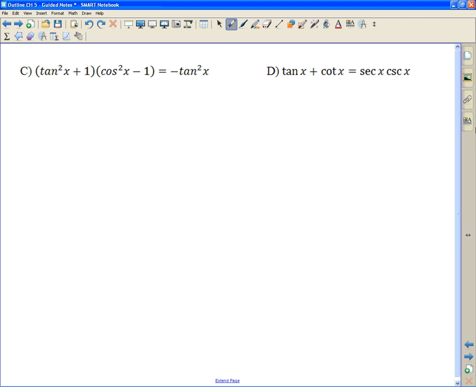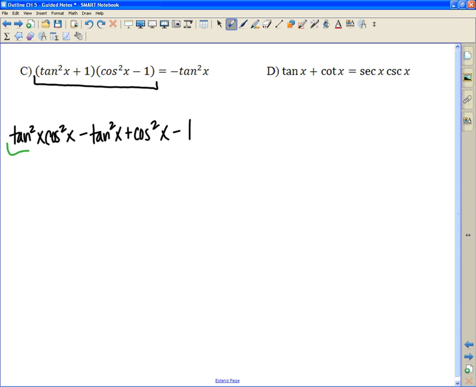Okay, part C. I am starting on the left side because I think it is much more complicated. I am going to FOIL these out. Tangent squared times cosine squared. My outside terms would be minus tangent squared. My inside terms would be plus cosine squared. And lastly, I'd have a minus 1. I'm thinking that something interesting has to come out of this.